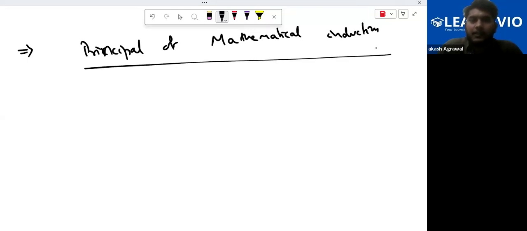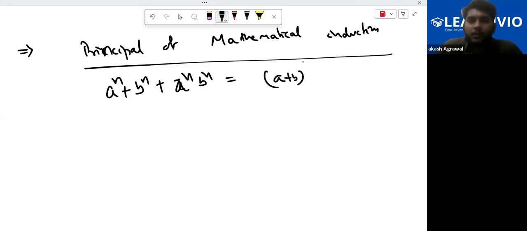As you can see, it is a principle. Principle means it is a method. And if it is a method, then where it is used to prove theorems. Okay? It's used to prove theorems. What kind of theorems? Suppose I say that a to the power n plus b to the power n is equal to a plus b to the power whole n.